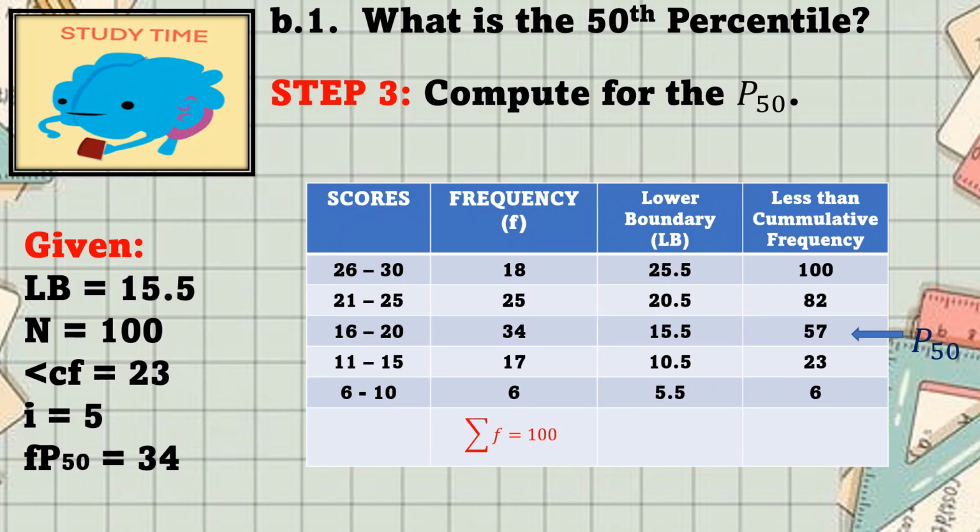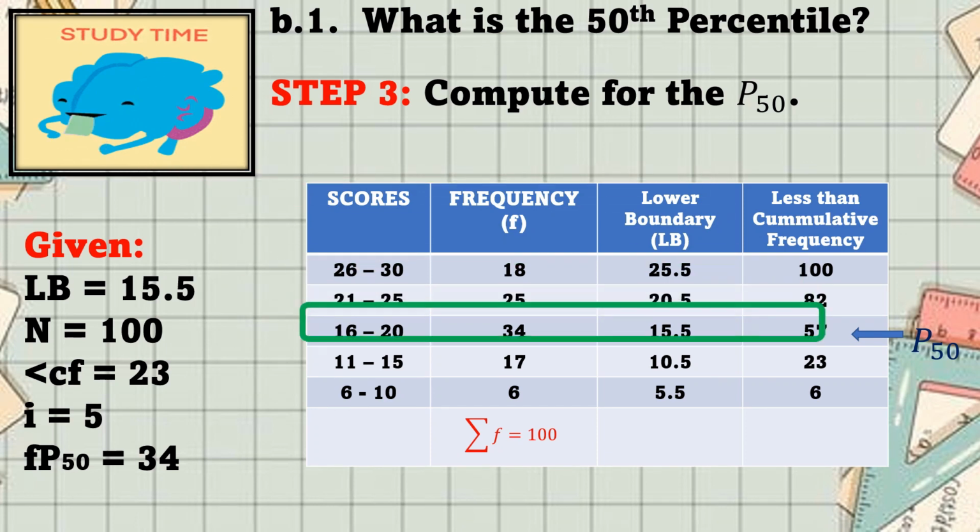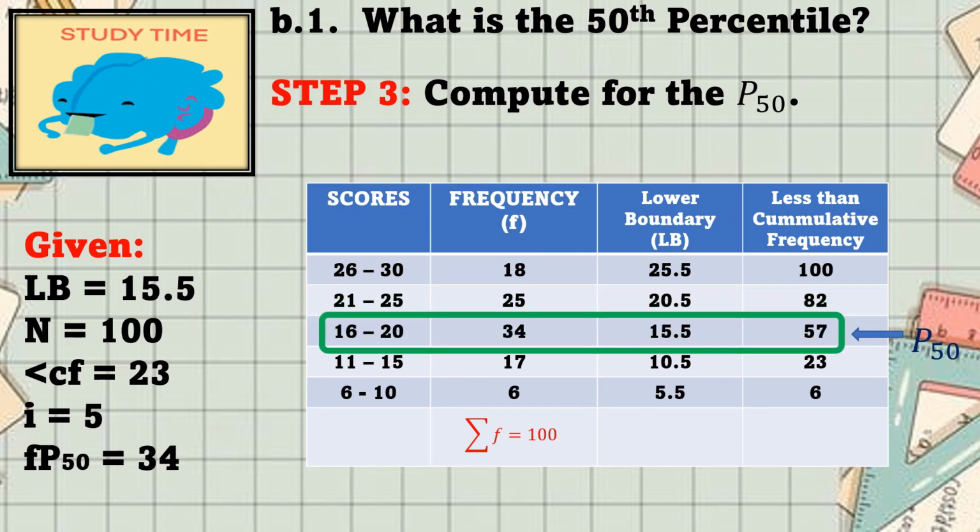Step 3 is to compute for the 50th percentile. Now that we know that our 50th percentile will be in the class of 16 to 20, we have now to identify the given. So our lower boundary will be 15.5. Our n, which is the summation of our frequency, will be 100. The cumulative frequency below will be 23. Our I will be 5. And the frequency of our 50th percentile is 34.